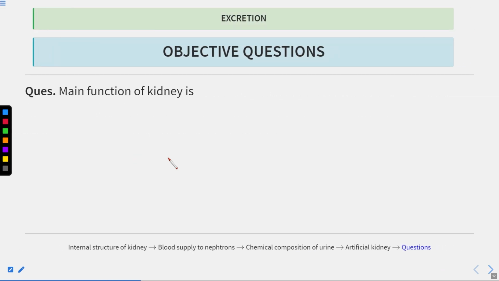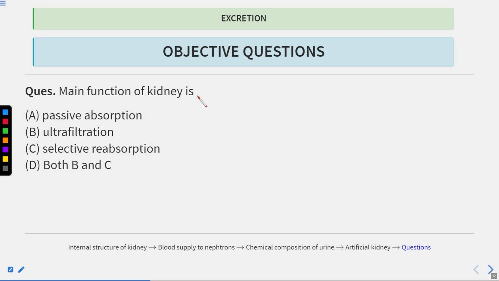Now coming to the next question, the main function of the kidney is, what is the main function here? Option A, passive absorption. Option B, ultrafiltration. Option C is selective reabsorption, and option D is both B and C. We have already discussed this when we were studying the function of the nephron. What happens? The nephron, or you can say the kidney, is involved in the filtration of what? Filtration of the blood.